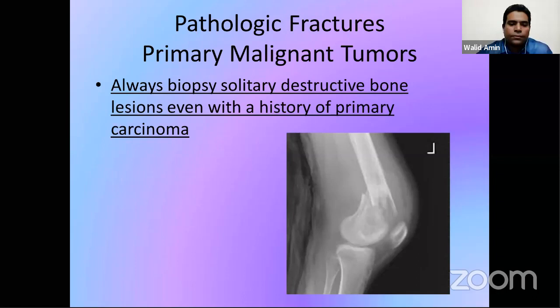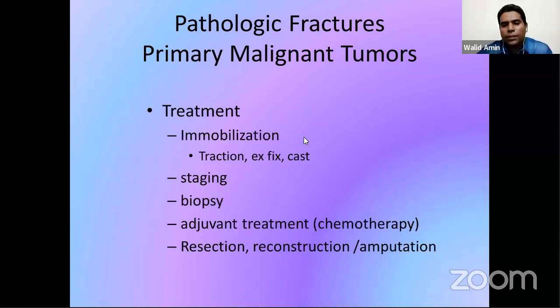This is a picture of an intermediate grade chondrosarcoma. This pathological fracture through it is fixed by a cephalomedullary interlocking nail. The treatment for primary malignant tumor includes immobilization, maybe traction or external fixator or cast. Then we will do staging and biopsy. This patient can also use adjuvant treatment like chemotherapy, and surgery can be done later after that, like resection and reconstruction or amputation.